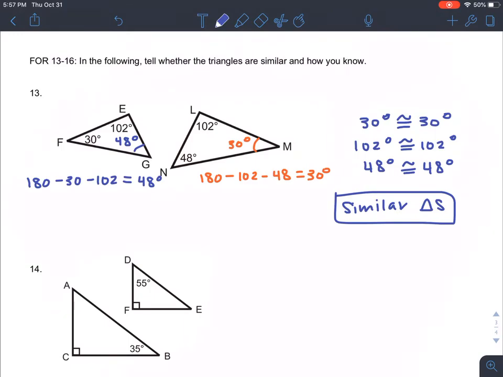Confirm that all of the degrees are congruent to each other. Write it out so that it's mathematically valid, and then tell me your conclusion. Now, obviously, if I do not have three congruent angles, then that's a problem, and they are not going to be similar, okay? But most of the time, if I ask if they're similar, they probably will be.